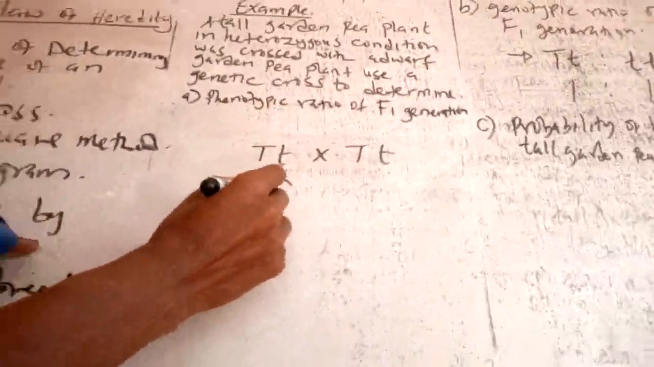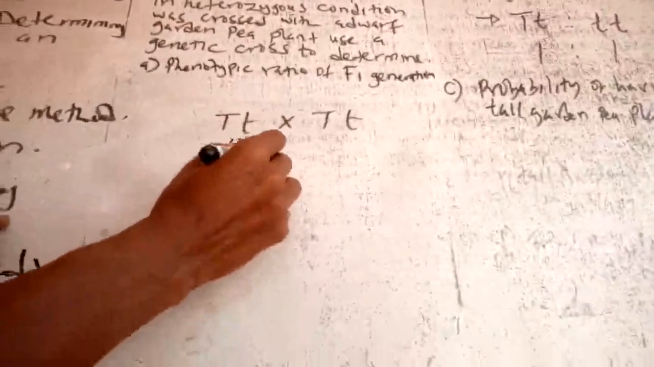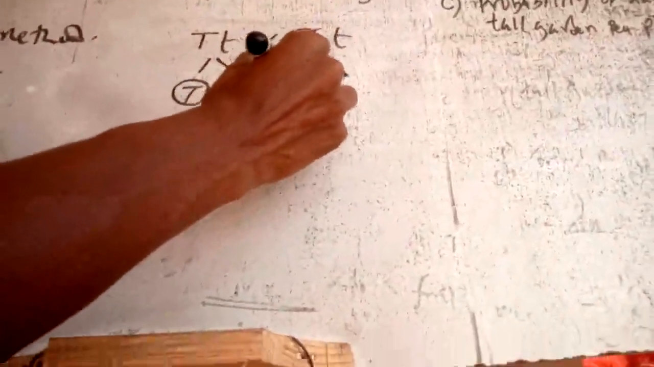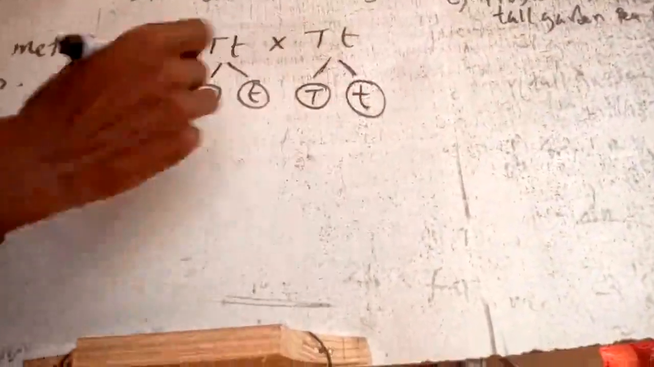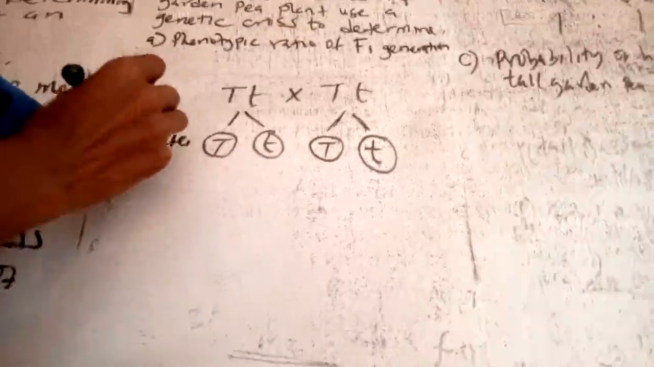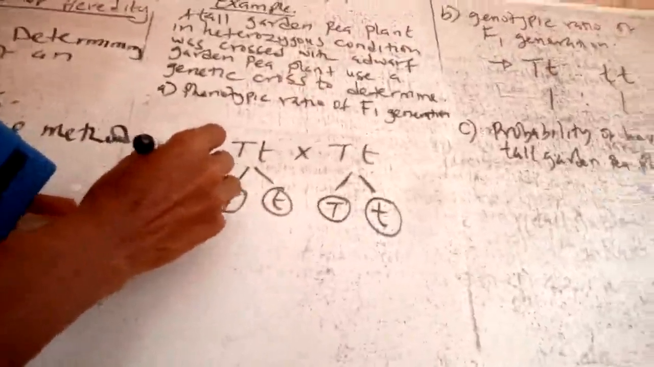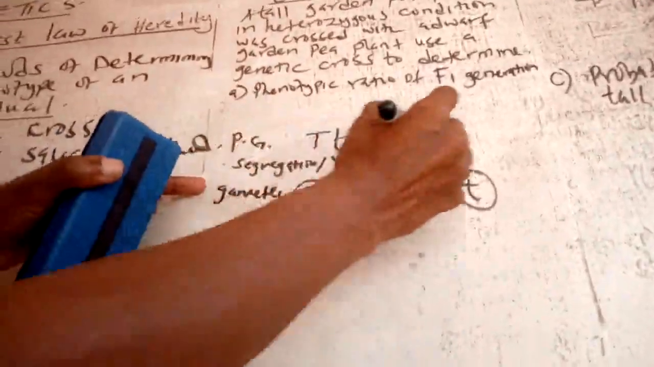We have a capital T, and we have a small t there. Also, this separates, and once they separate, you will get a capital T there and a small t. These are gametes. And this is segregation, and this is the parental genotype. We can talk of the parental genotype.